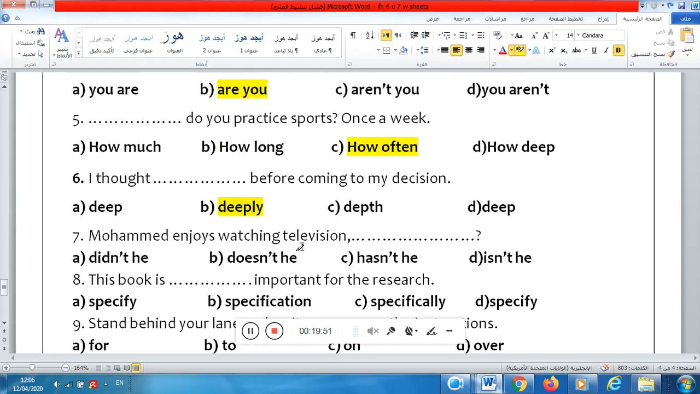Muhammad enjoys watching TV. Muhammad enjoys watching television. This is a present simple sentence. So all we have to do to make a question tag is to use the helping verb for the present simple, because the verb ends with an s, we need doesn't.